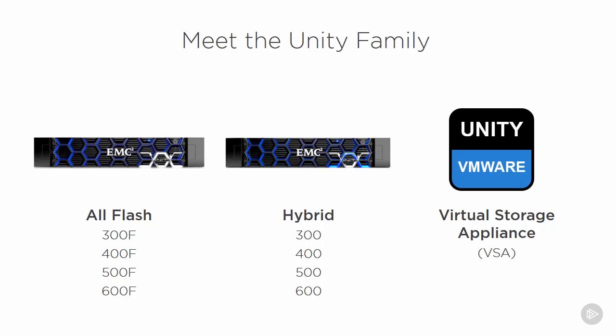Notice the all-flash logo, the Unity symbol is all silver, and the hybrid logo is both silver and blue. These are great visual indicators that if you're walking down a row of racks, you come across a Unity storage platform, that you'll be able to tell the difference between an all-flash and a hybrid platform. Finally, the virtual storage appliance, the VSA, obviously doesn't need any other indicators because it is all virtual and it is all self-contained within your hypervisor environment.